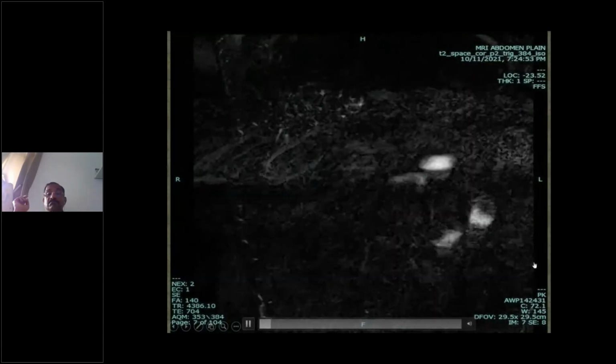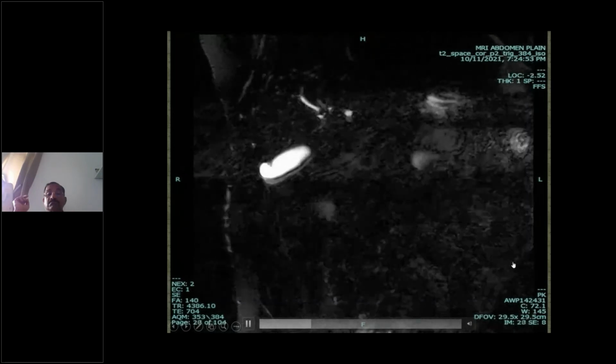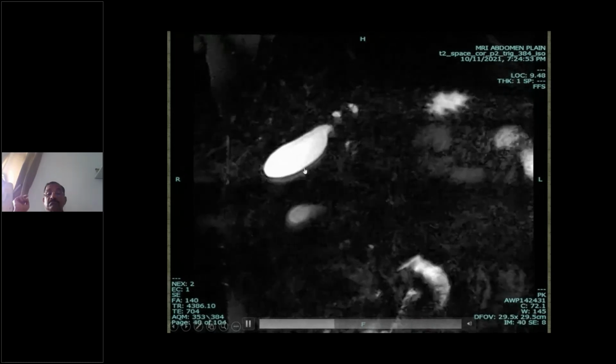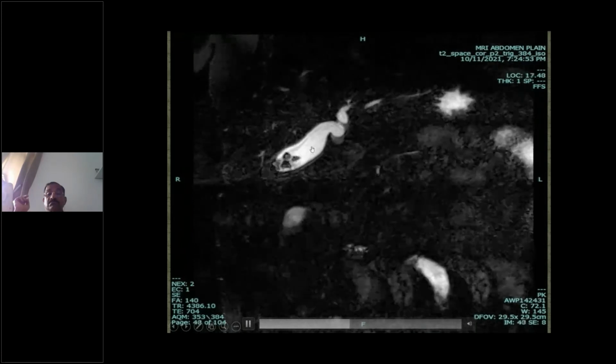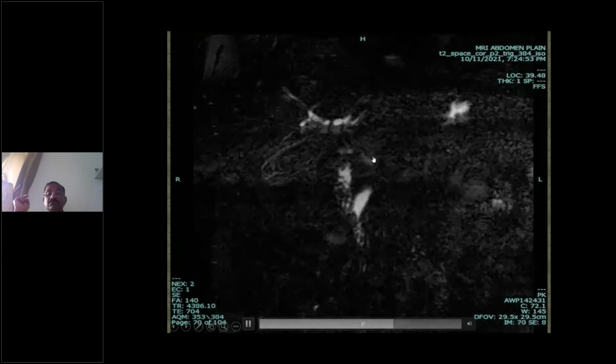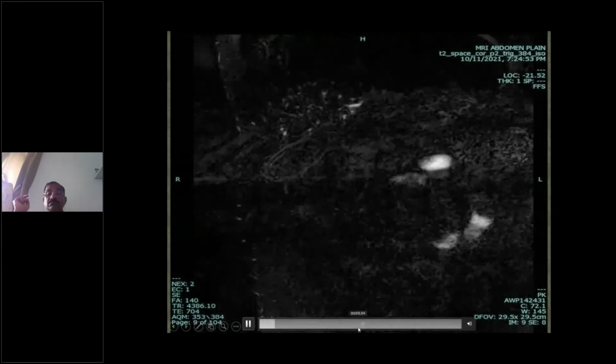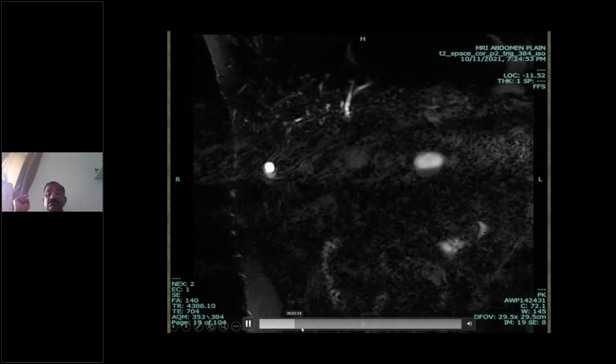So this is a cine image of MRCP, how we look at it and how it looks. We can nicely see the gallbladder draining into the cystic duct, which is also dilated, and the common bile duct. And then there is a stone at the distal end of the CBD.